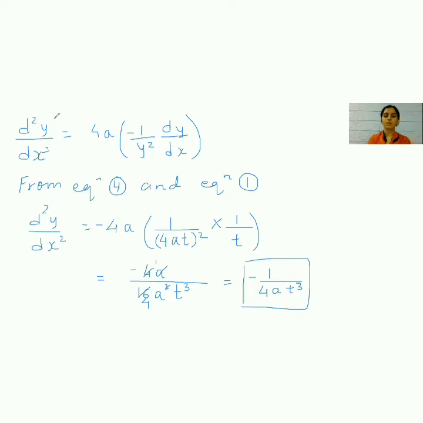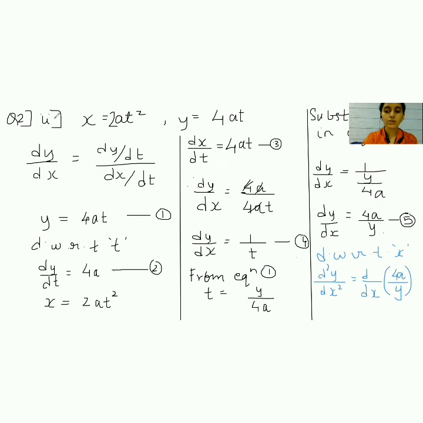This is the second order derivative when you have a parametric function. So for any parametric function, when you take the second derivative, you have to resubstitute from the previous values, or from the question. Okay, so that will give you the final answer. This was question 2, the second one. Let's move to the next one.